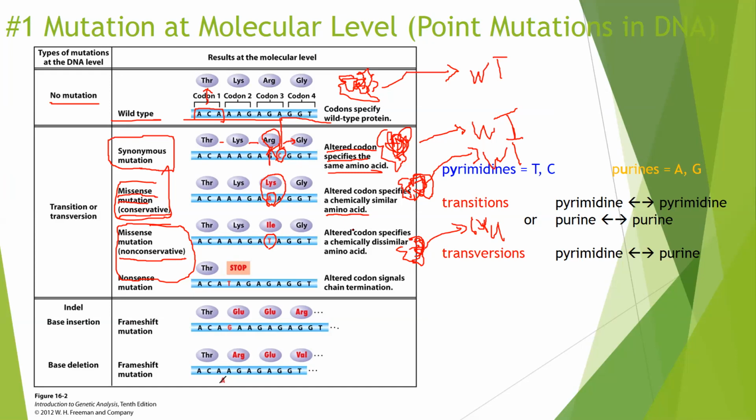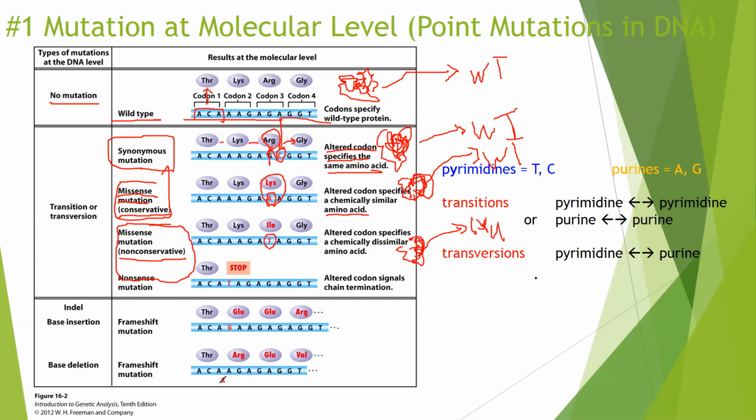So the non-conservative means this is not the case. If the change of the amino acid will totally change the feature of the resultant product, the protein, which will produce the mutant phenotype, then that's the non-conservative, right?